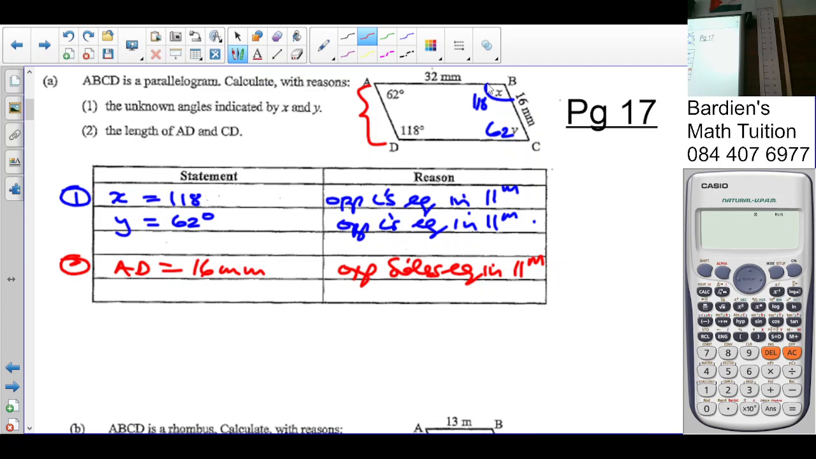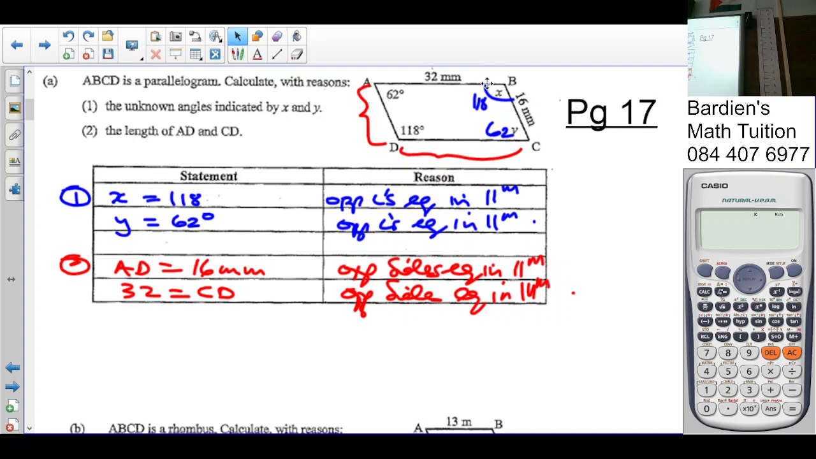What else do we know? CD is 32. Why is CD 32? Opposite sides equal in a parallelogram. Right. Will you guys understand? Easy does it. No stress, no fuss.